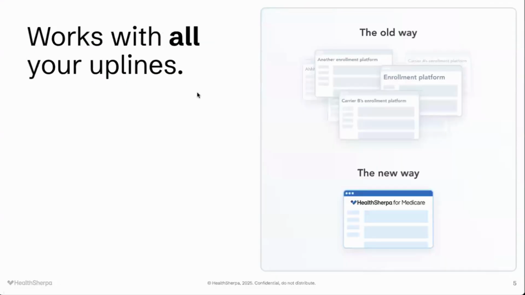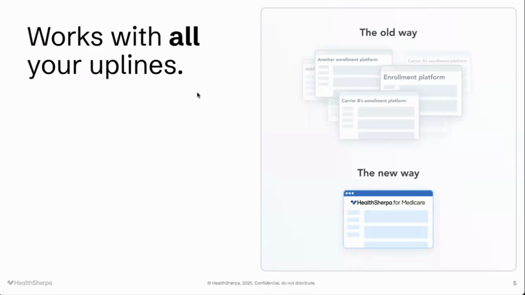Another thing we're carrying over is that this platform is upline neutral or FMO neutral, meaning that if you or the agency you work at uses multiple different uplines to get all of your Medicare contracts and appointments, that's fine. Even if you have one, two, or 20 different uplines, that's fine too. It's not going to limit what you can do on this platform in any way because we're neutral.